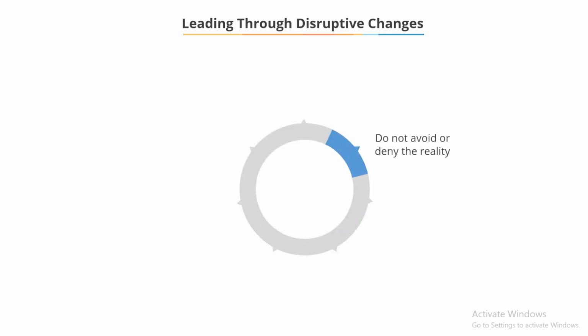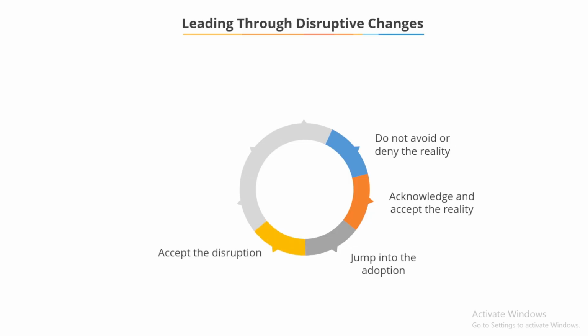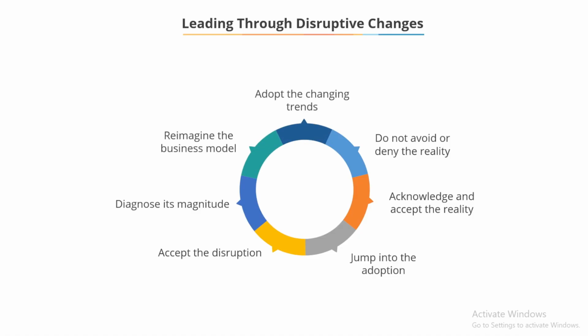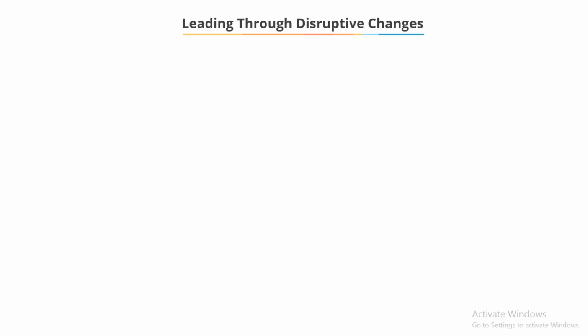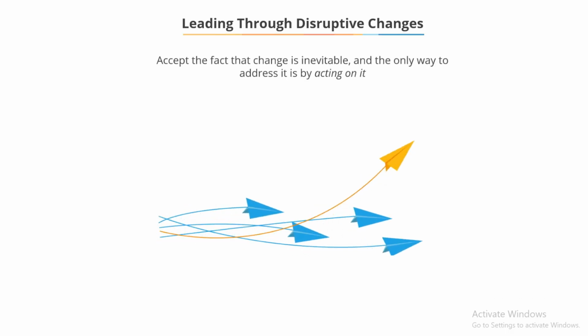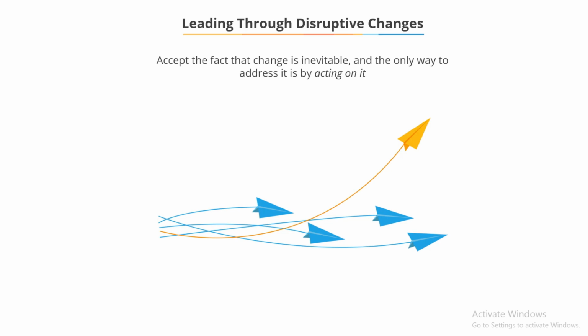Smart leaders do not lose time by avoiding or denying the reality. They acknowledge and accept the reality and jump into the adoption. Hence, the first step towards leading a disruptive change is accepting the disruption and diagnosing its magnitude. Leaders should reimagine their business model and adopt the changing trends with agile delivery of products and services. In short, leading through disruptive change is about accepting the fact that change is inevitable, and the only way to address it is by acting on it.